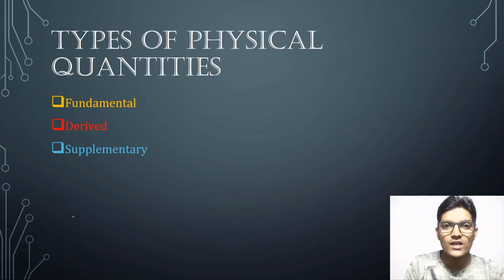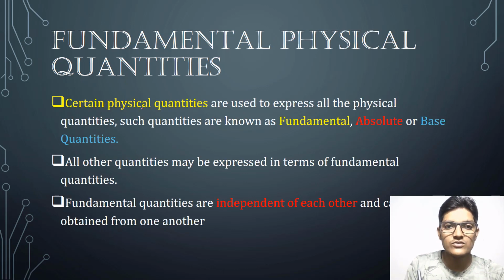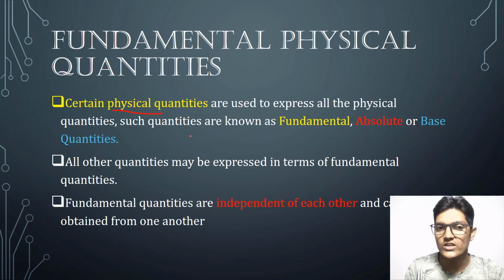Now students, we have different types of physical quantities. The first one is fundamental, second is derived, and the third one is supplementary. So regarding the fundamental quantities, certain physical quantities that are used to express all the physical quantities are known as fundamental, or we can say absolute as well as basic. So these all are our fundamental physical quantities.